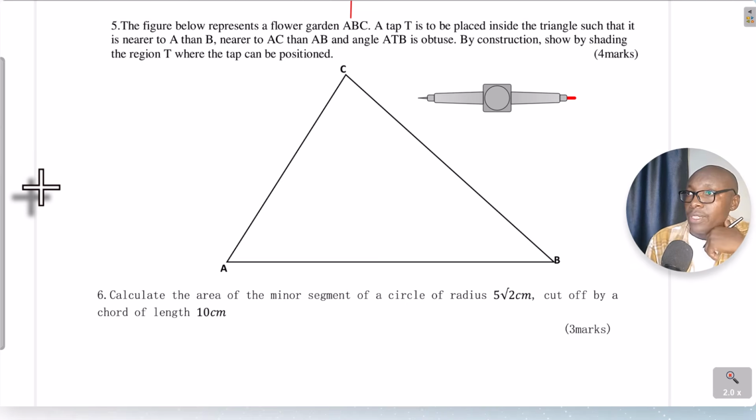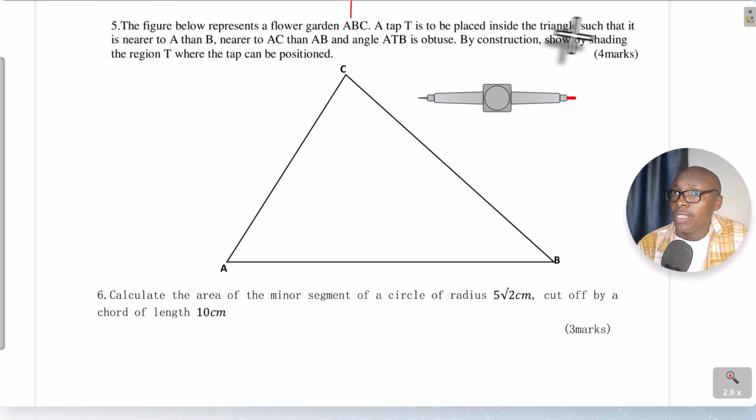The figure below represents a flower garden ABC. A tap T is to be placed inside the triangle such that it is nearer to A than B, nearer to AC than AB, and angle ATB is obtuse. By construction, show by shading the region where the tap can be positioned. So we have the triangle there.